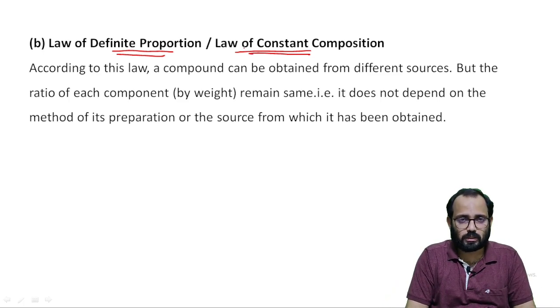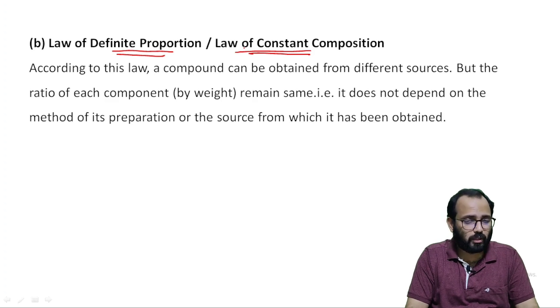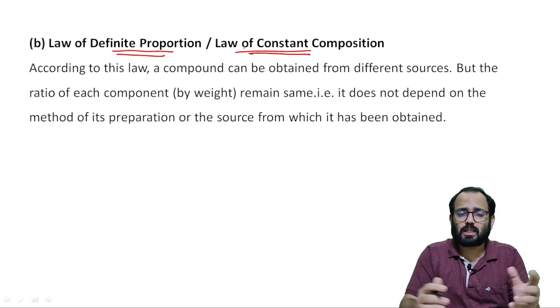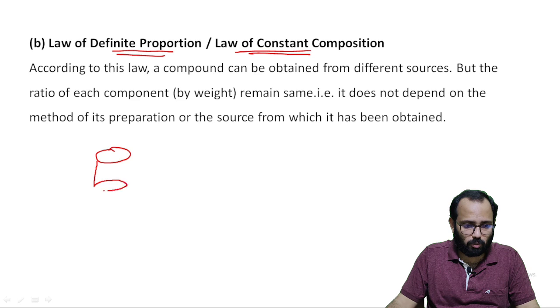Irrespective of the source, a given compound contains exactly the same proportion of elements by weight. What does that mean? Just consider you are taking a water sample. You are taking a water sample from, let's say, the Ganga. So that is here in this particular bottle. You got the water sample from the Ganges, right?